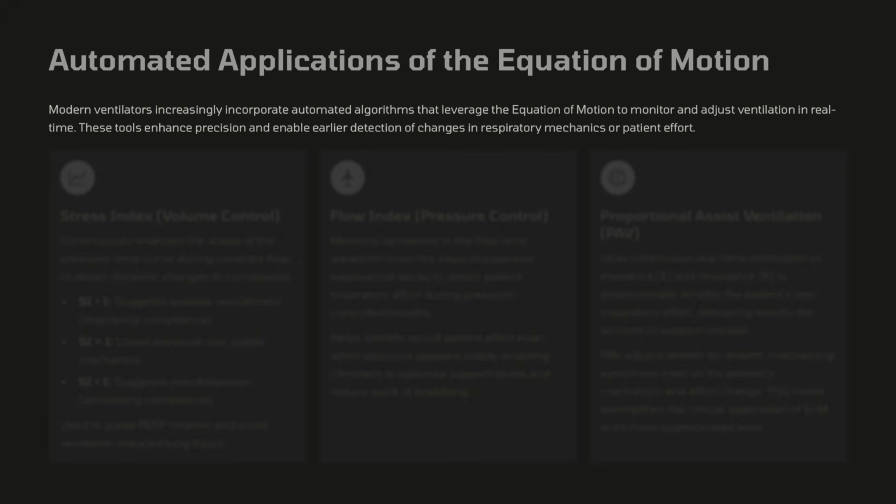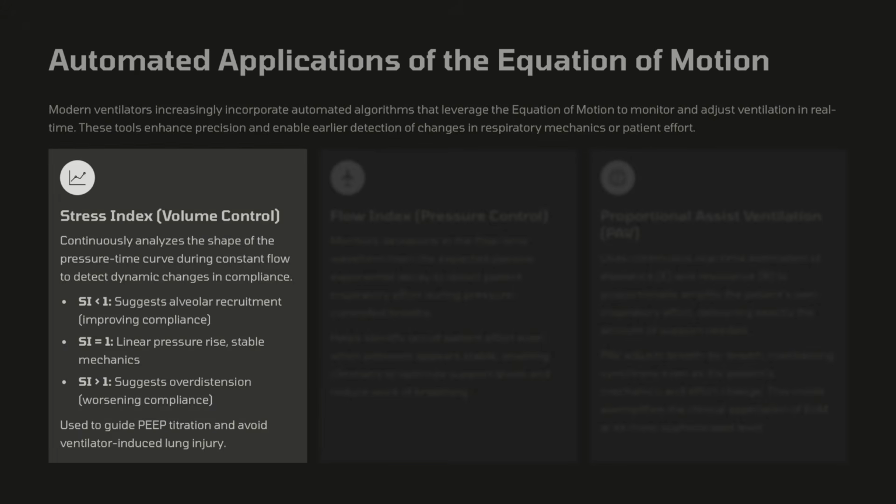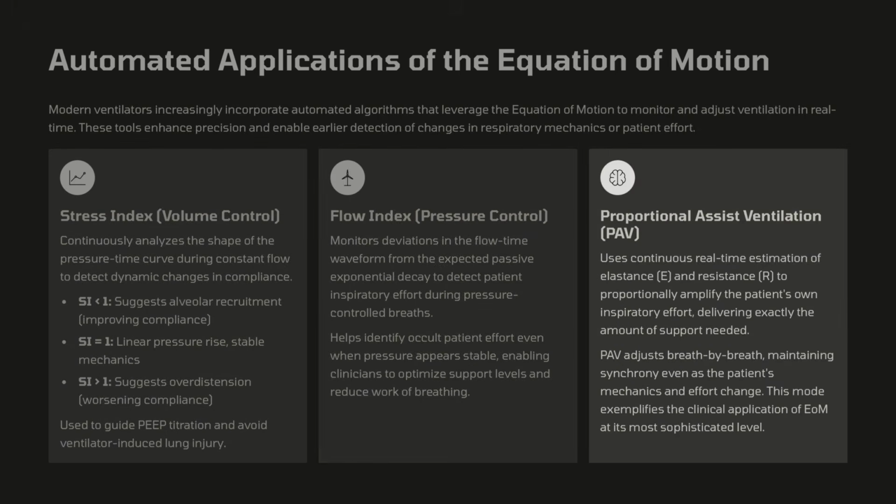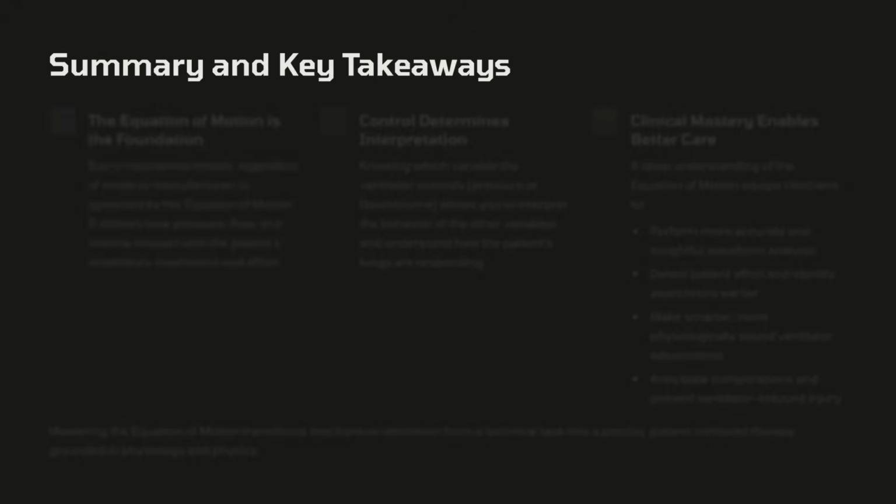So, automated applications: the modern ventilator increasingly incorporates automated algorithms so that you get the best out of it. There is something called the stress index, which is available in volume control. I'm not going into the details of this. Then you have a flow index, which is available in pressure control. Then you have newer modes like proportional assist ventilation. We'll be dealing in detail with each individual parameter later.